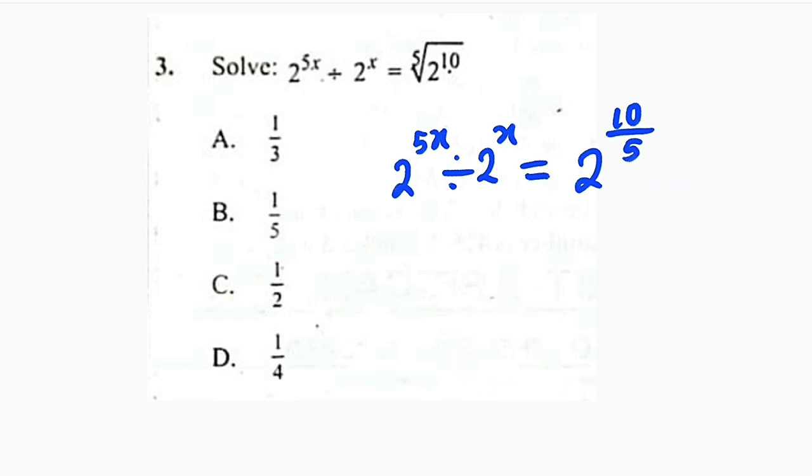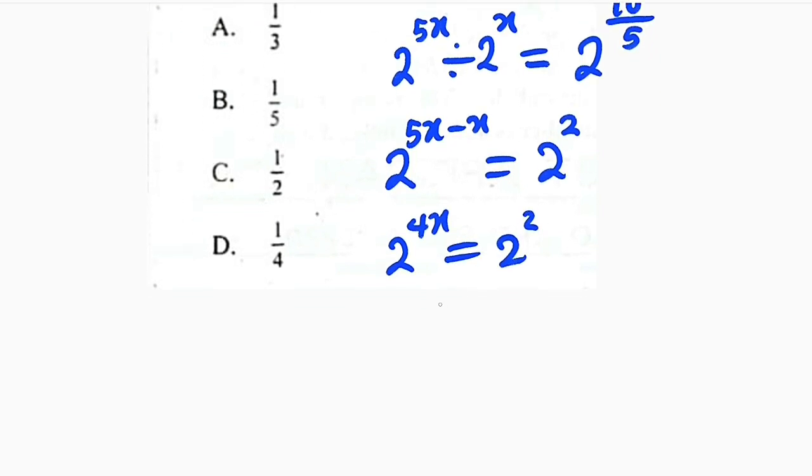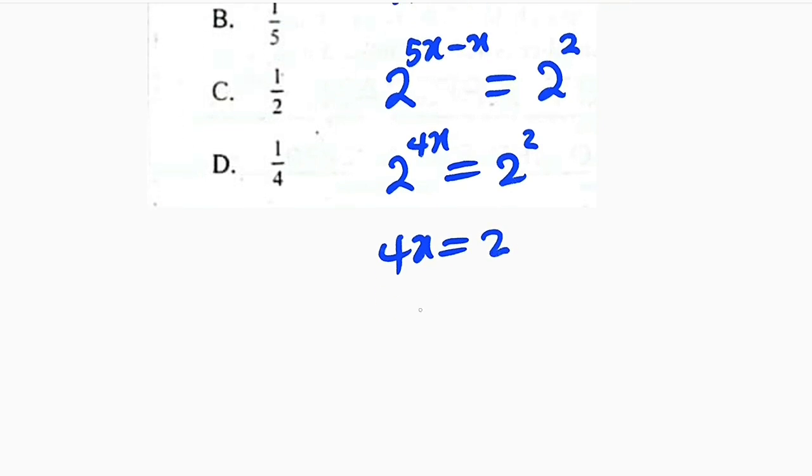And 10 divided by 5 is 2, and we can apply one of the laws of indices here. We take a base. Since we are dividing, we subtract the exponents. 5x minus x equal to 2 to the power of 2. This is 2 to the power of 4x equal to 2 to the power of 2. Since the bases are the same, we equate the exponents. And if you divide both sides by 4, you have x equal to 2 divided by 4, which is to the lowest term 1 divided by 2.